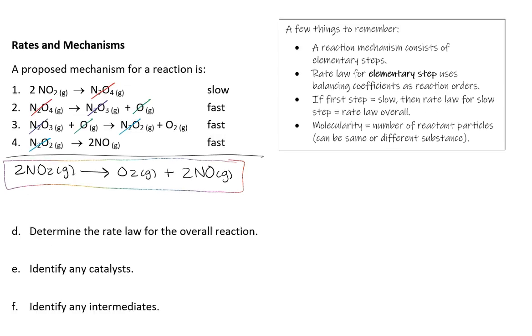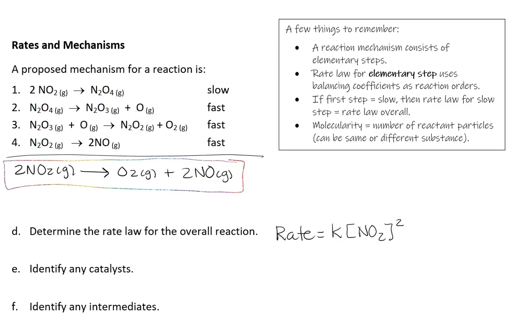Next, we want to determine the rate law for the overall reaction. Remember that if the first step is slow, then the overall rate law is the same as the rate law for the slow step. And what we determined just a little bit ago was the rate law for the first step is rate equals k times NO2 squared. So that's the rate law for the overall reaction.